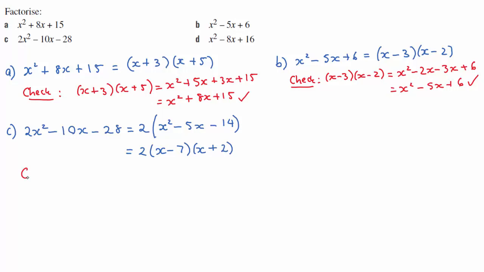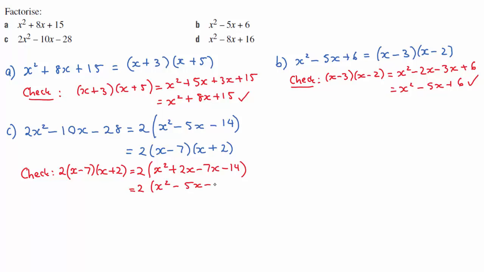Let's just check to make sure we haven't made a mistake here. So expanding x minus 7 times x plus 2 gives us 2 lots of x squared plus 2x minus 7x minus 14. So that's equal to 2 lots of x squared minus 5x minus 14. And then multiplying through by 2, we have 2x squared minus 10x minus 28, which is what we wanted.